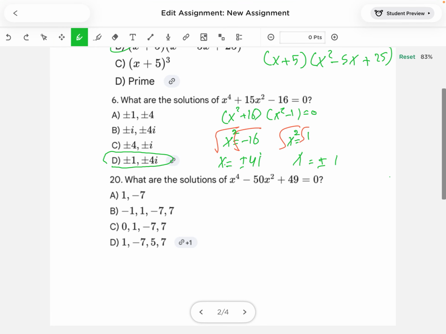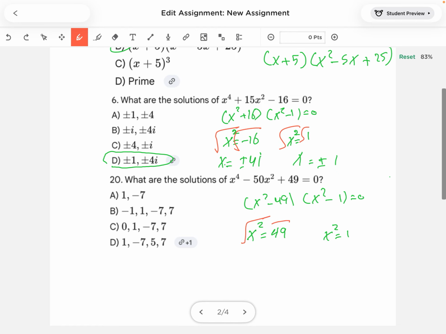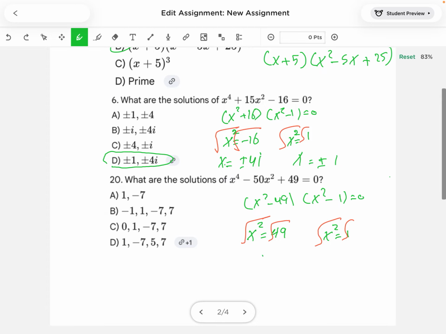Same story for this one. Using your calculator, you will get x squared equals 49 and x squared equals 1. It will be x squared minus 49 or x squared minus 1. Take the square root for both. You will have that x equals plus or minus 7 or plus or minus 1.